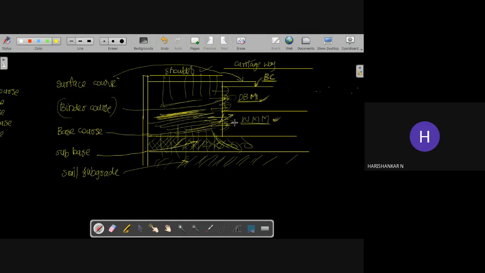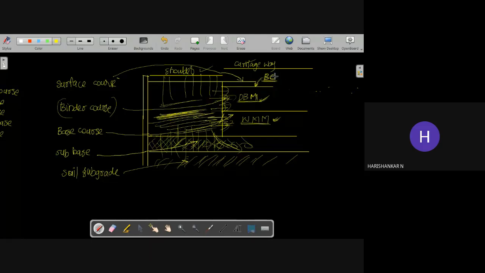So wet mix macadam need not be provided in the shoulder region. Dense bituminous macadam also need not be provided in the shoulder region. So after all, you can simply provide a surface course so that it will resist the wear and tear of the surface. So the surface course should be very rich in bitumen, and then only it can resist the wear and tear or the scratches produced, and it should be highly water resistive.